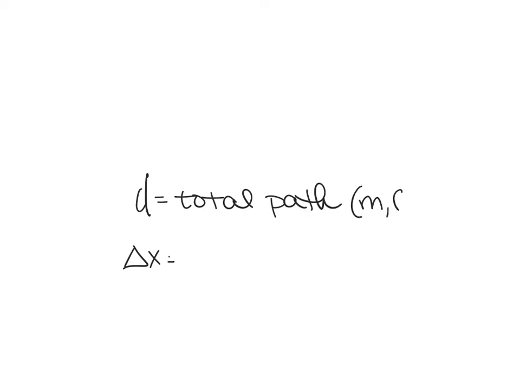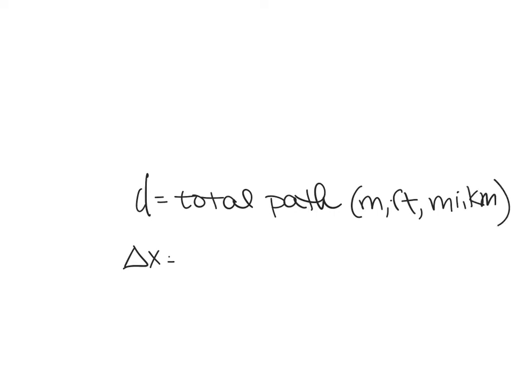Remember, distance is abbreviated with a D. Displacement is abbreviated with delta x. For distance, this is our total path. This would be measured in meters, feet, miles, kilometers, any of those.